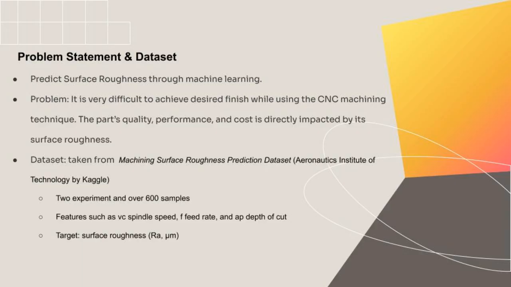Problem statement and dataset. Our project focuses on predicting surface roughness in CNC machining. Getting the correct finish on a part is difficult, and surface roughness affects the part's quality, performance, and even cost. A lot of shops rely on trial and error to adjust machining settings, which is slow and inefficient.